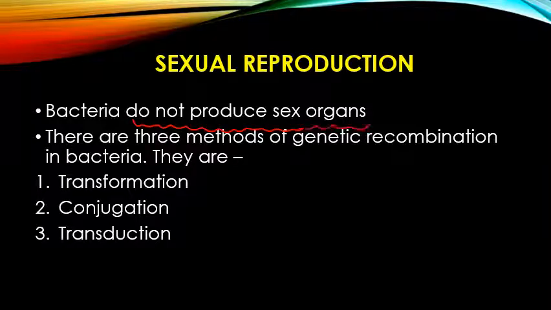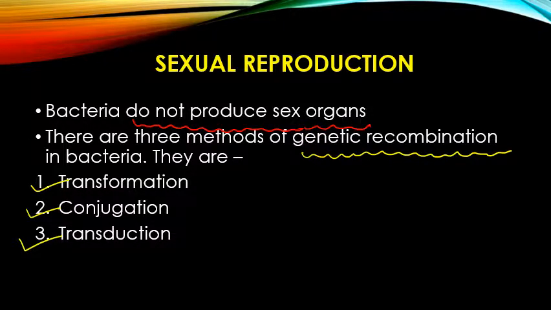Then why are we calling it sexual reproduction? Although bacteria are not producing sex organs, this is because they undergo genetic recombination. Since sexual reproduction means what? It is a fusion of genes, right? So that is what is happening in bacteria also. That's why we call it sexual reproduction. It is of three types: transformation, conjugation, and transduction.